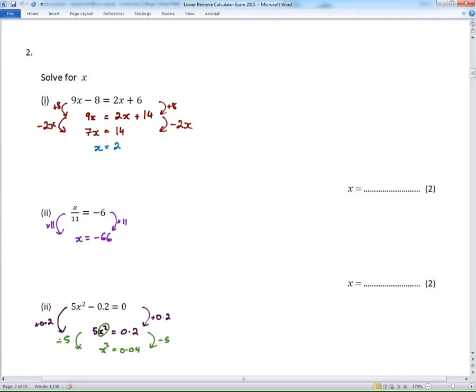You have a calculator, so you can work that out. 0.2 divided by 5 is 0.04. And then we're going to square root both sides. When you square root both sides, there are two answers. You get plus or minus the square root of 0.04. Square rooting 0.04 on your calculator gives you 0.2. So we get the answers 0.2 or negative 0.2.